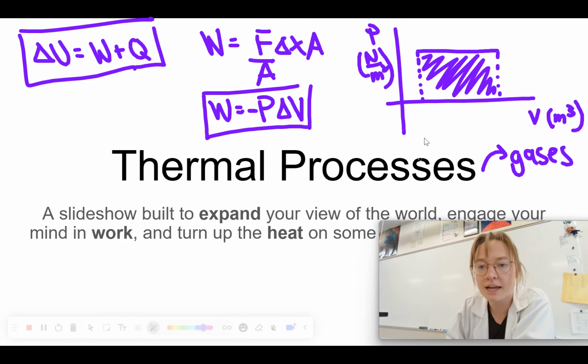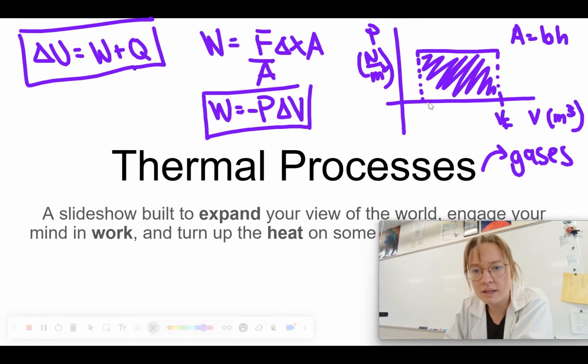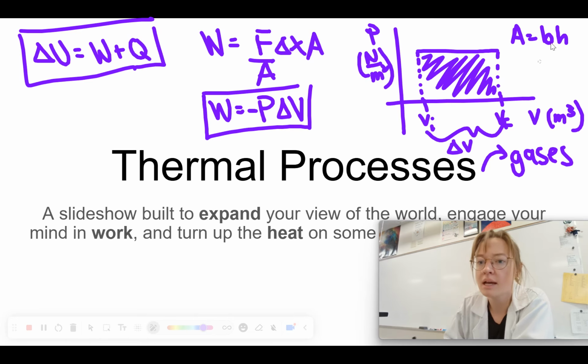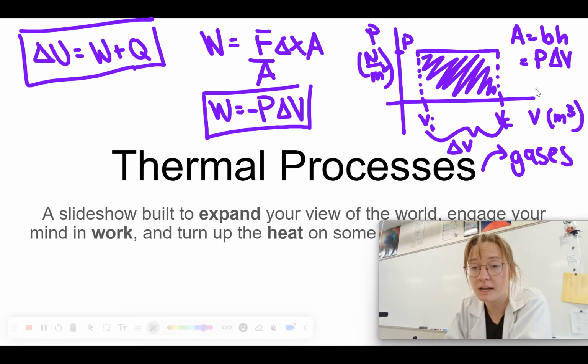Then you'd say, well, to find the area, I'm just going to do base times height. You'd say the base of this thing, well, if this is my final volume and this is my initial volume, and between here and here I have a little delta volume, my base is a delta volume. My height here is my pressure. So you would say the area under this graph is base times height, or pressure times a change in volume. This means that the area under a pressure versus volume graph is work. Work is the area under a pressure versus volume graph.